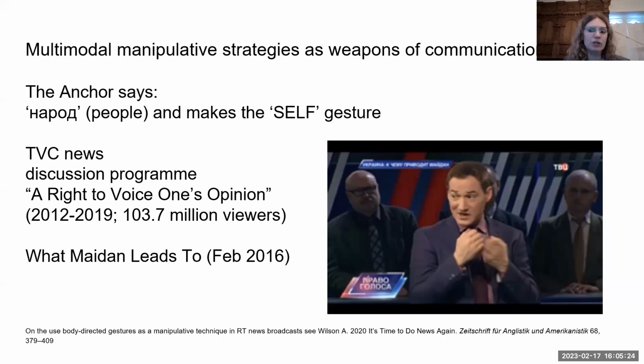The anchor employs a range of manipulation techniques grounded in the co-presence of speech and co-speech gestures. For example, he uses didactic gestures to construct a strong overarching message: Ukrainian people are self, yes, that's what you see in the image, versus Ukrainian politicians and government, or other.